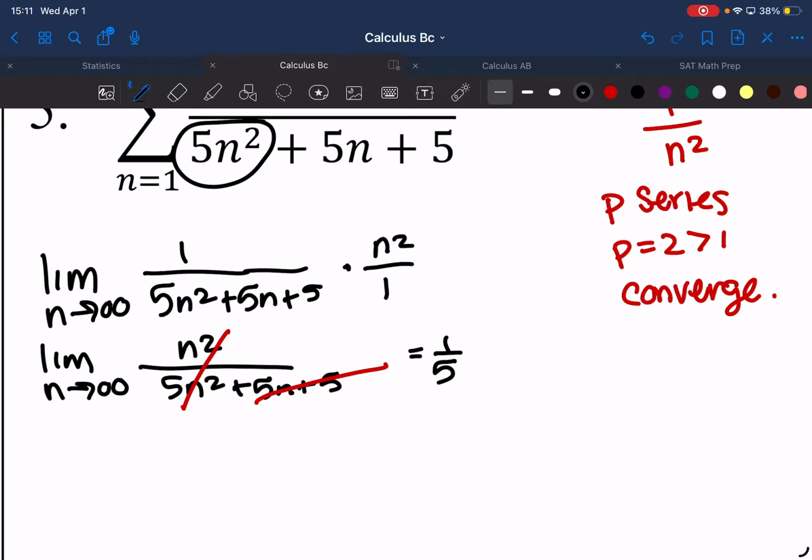The n squareds cancel, and I'm left with the limit is equal to 1 over 5, which means it exists and 1/5 is positive, so it meets the conditions. So we can say that this series converges by the limit comparison test.